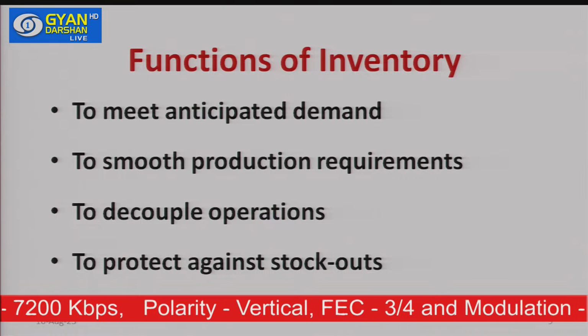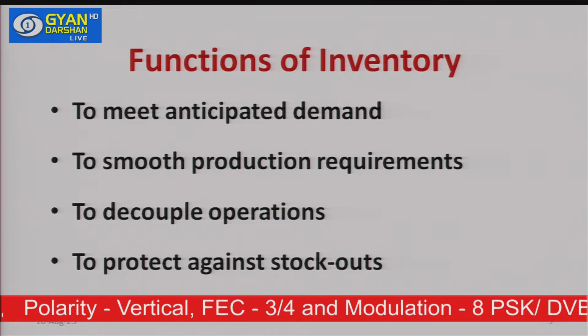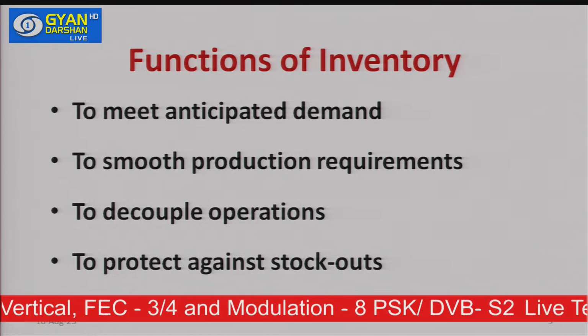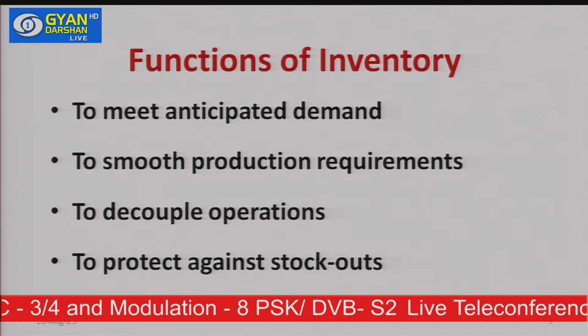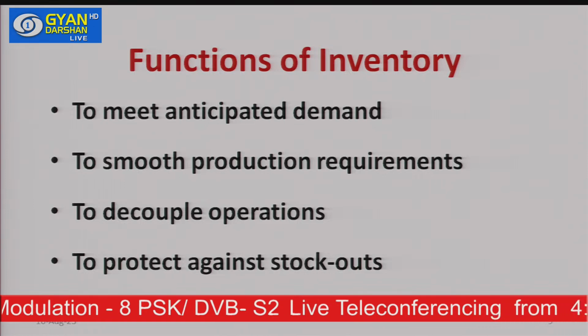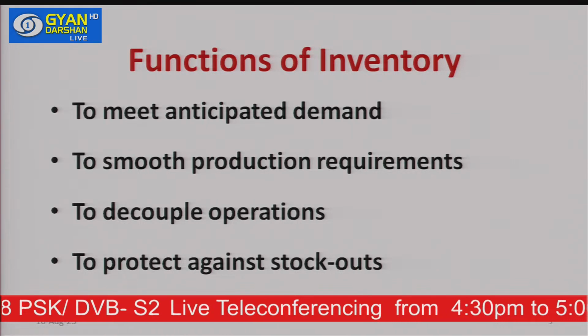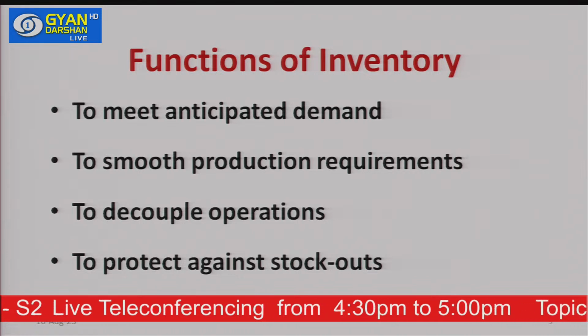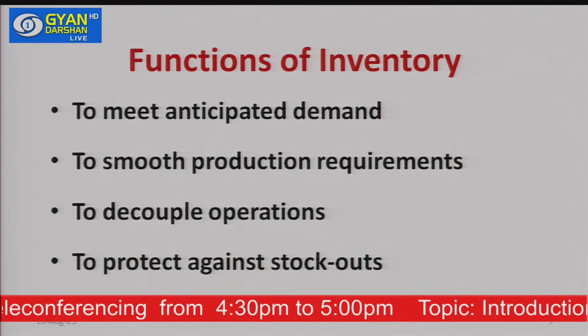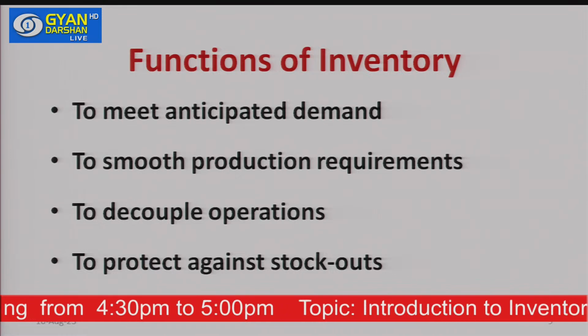Suppose there are 3 stages A, B, C. The raw material is used as an input for stage A. Then the product of A is used as an input for B, and the product of stage B is used as an input for stage C. So decoupling means the stage A output is kept as an inventory.